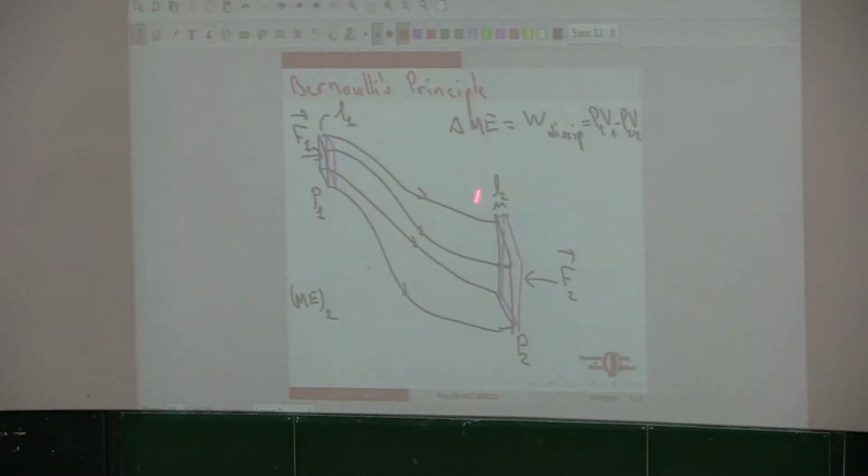So the change in the mechanical energy is nothing but the mechanical energy of this part after my system has moved a bit, minus the mechanical energy of the masses over here before the system has moved a bit. And this should be equal to P1 V1 minus P2 V2.